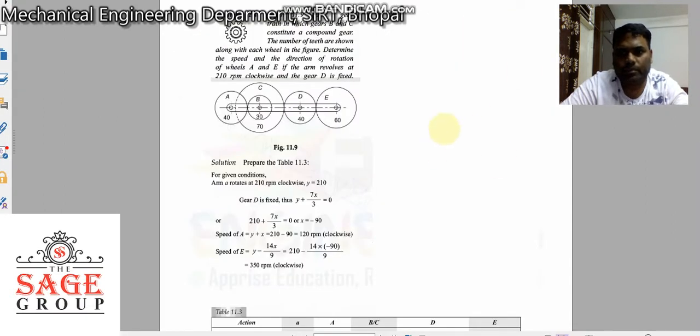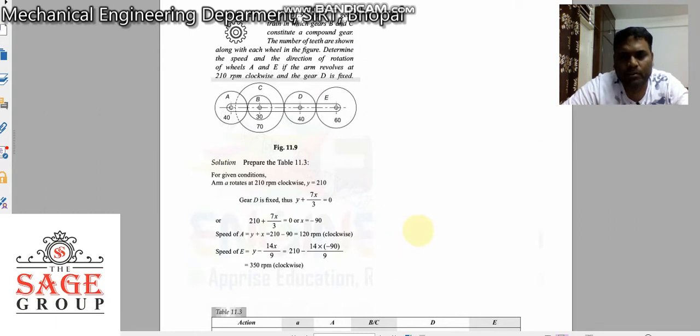Now let's solve the second problem by using the tabular method. This is a compound gear train, also like the previous problem. The speed of the gears and the number of teeth are mentioned here, along with other terms, and we have to find the speed and direction of rotation of A and E, whatever they have asked.